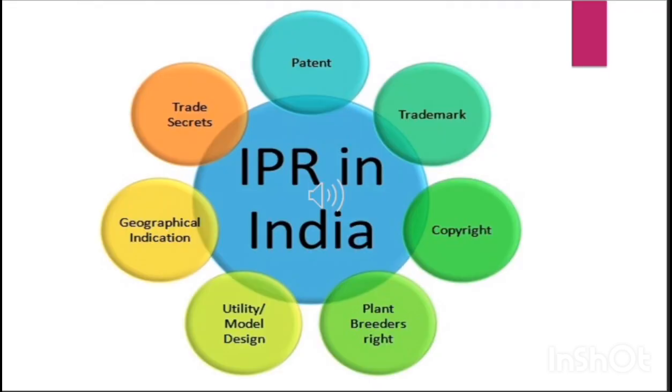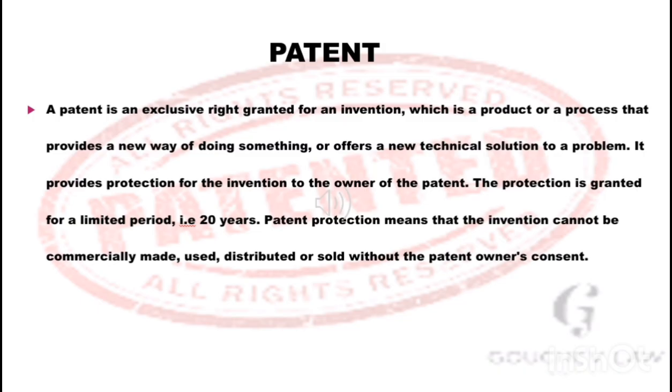Here are the types of IPR in India. They are patent, trademark, copyright, plant breeder's right, utility or model design, geographical indication, trade secrets. Alright, now we'll see the types of IPR. The first one is patent.